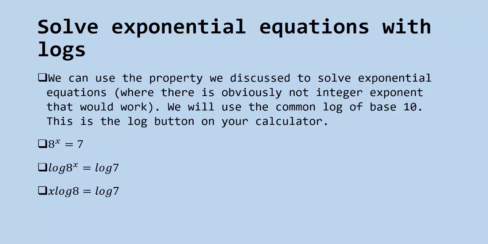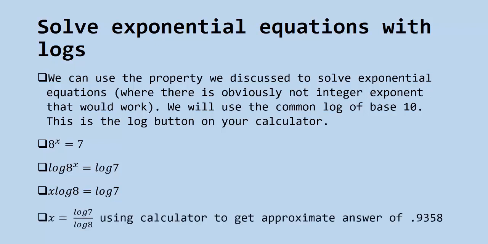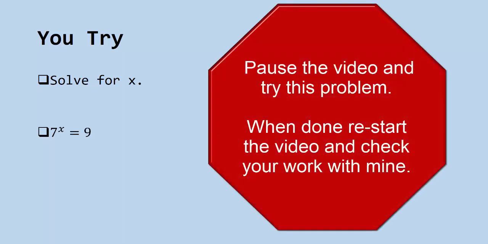Now, if I divide both sides by the log of 8, I get x by itself. So x is equal to log 7 divided by log 8. And using your calculator, you should get an approximate answer of 0.9358. Now you're going to try. You're going to solve for x in the equation 7 to the x equals 9. You will pause the video while you work through the problem. When you're ready, restart the video and check your work against mine.